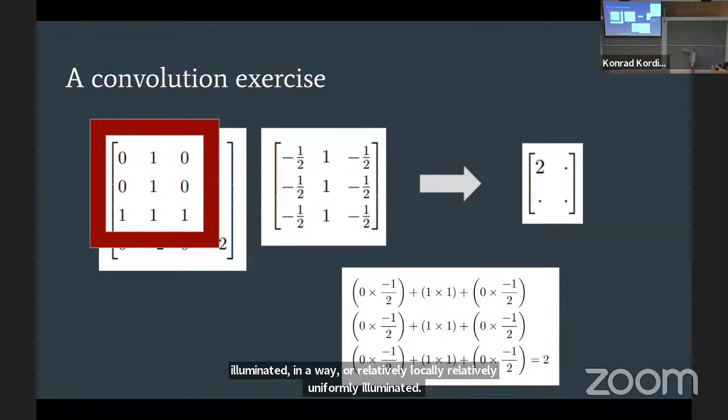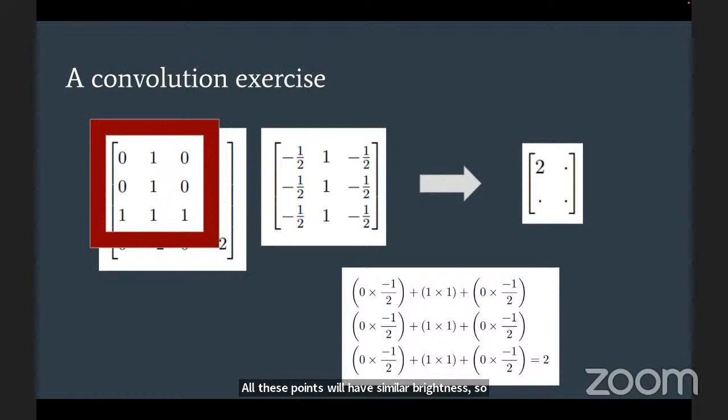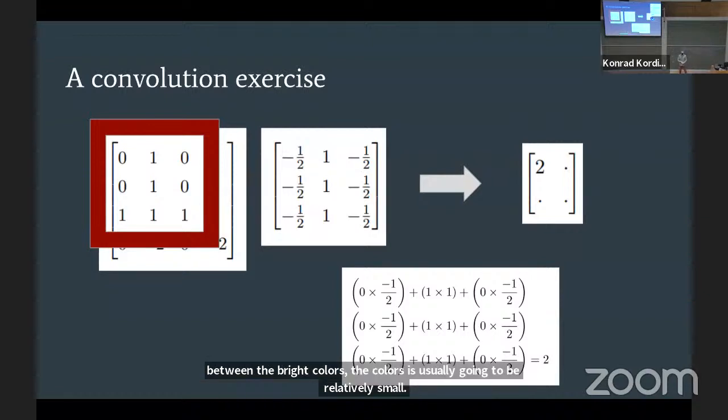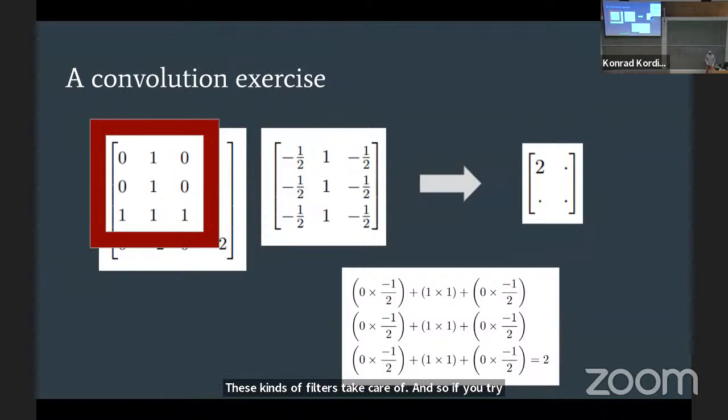What that means is if we look at this brightness, all these points will have similar brightness. So if I add something on top of it, yeah, it's going to increase the brightness, but it's going to be on a background of somewhat similar brightness. Now, we will be in some cases where basically everything is super bright. We're outside in the sunshine, lots of photons everywhere. Versus we're inside, and we have this. So the contrast between the bright colors and the dark colors is usually going to be relatively small. These kinds of filters take care of that. And so if you train neural networks to solve vision problems, the filters you get usually have these side peaks that go into the opposite side.